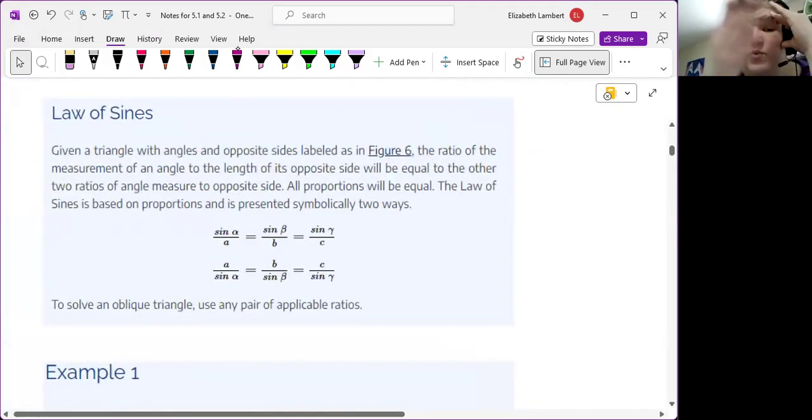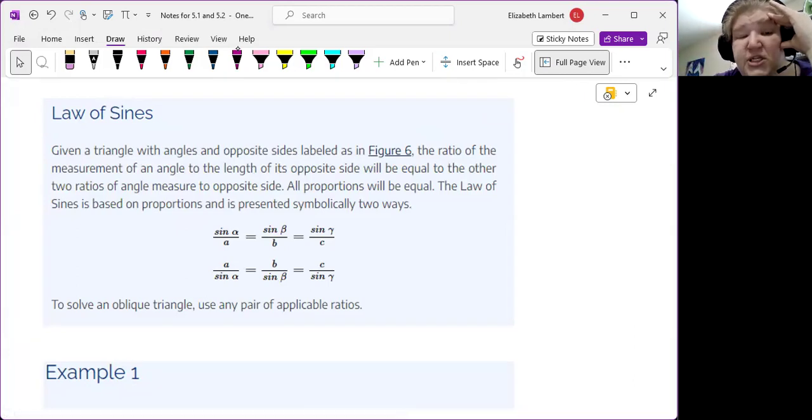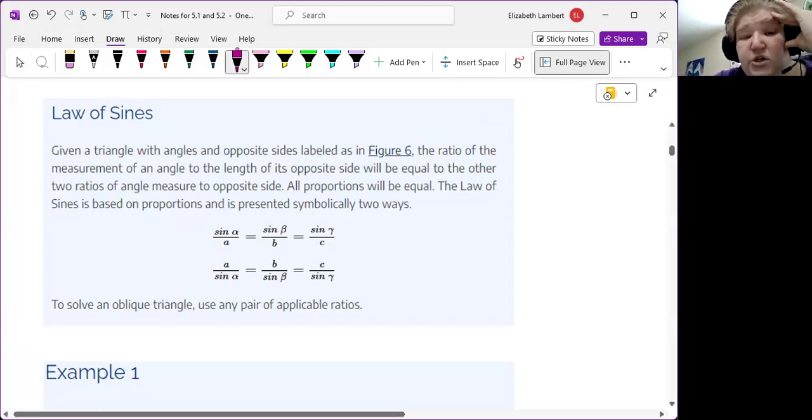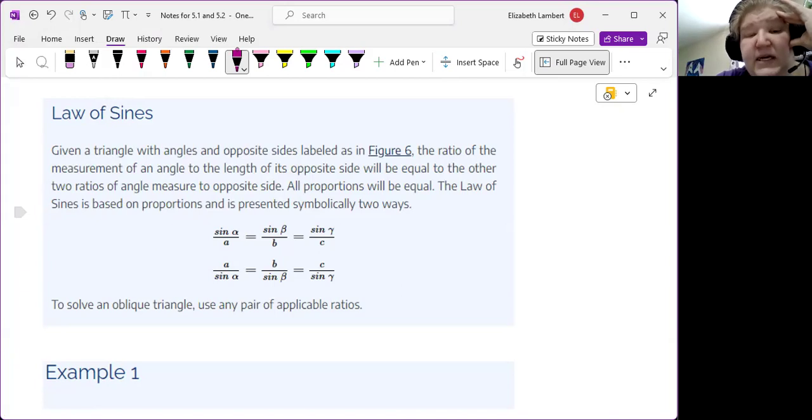So it turns out this ratio of the angle to the side, this correlation, actually shows up like this, where it's the sine of the angle over the corresponding side is equal to the sine of one of the other angles over the corresponding side, the length of the side.